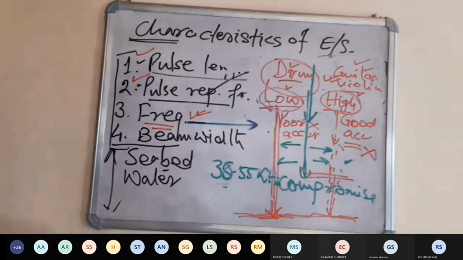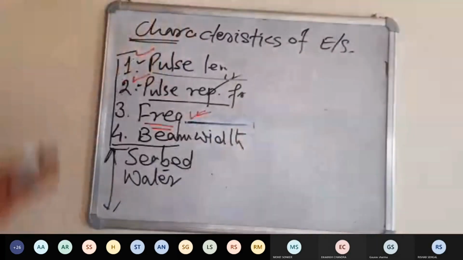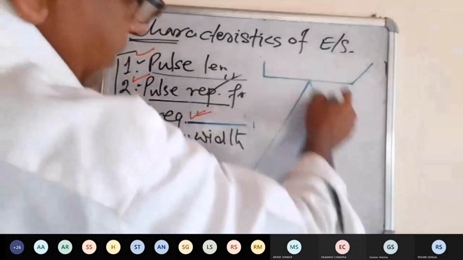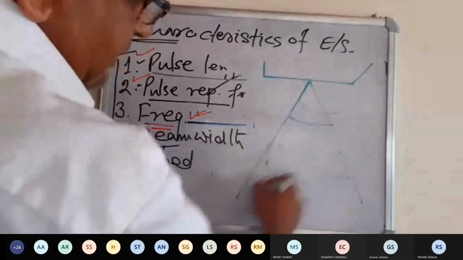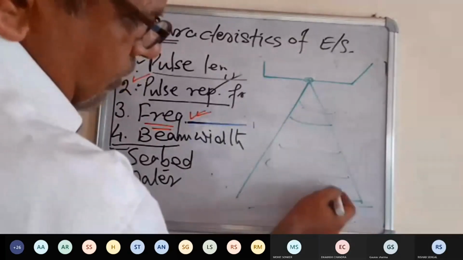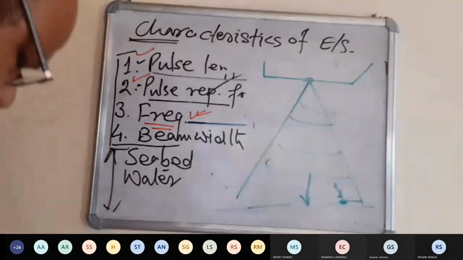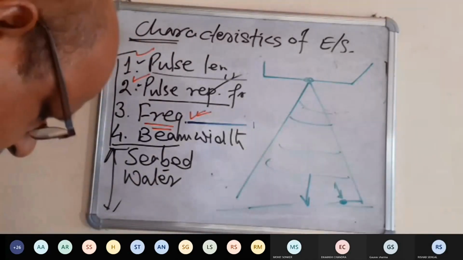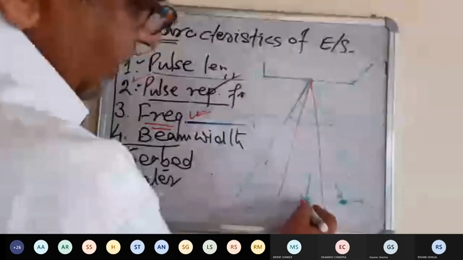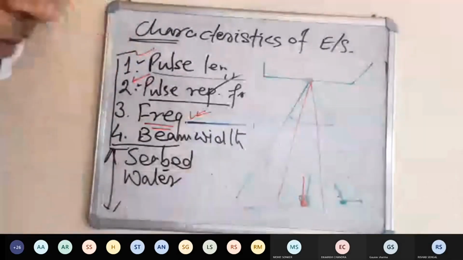Next one is beam width. When we transmit the sound in a wide beam, the energy gets dissipated in a large area. So the concentration of energy at this point or at this point will be less as compared to when we are transmitting the signal as a narrow beam. Then the density of the signal energy here will be more.